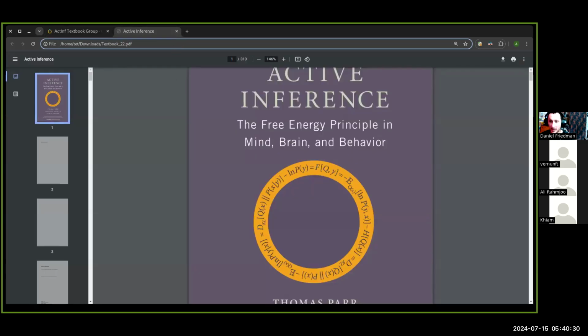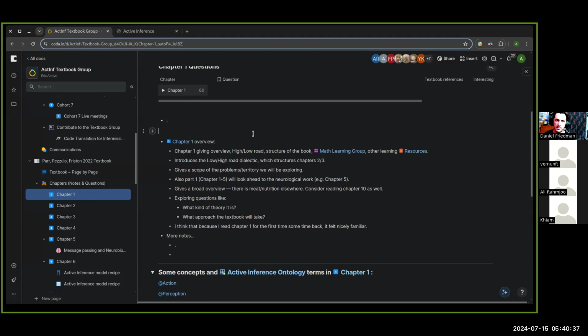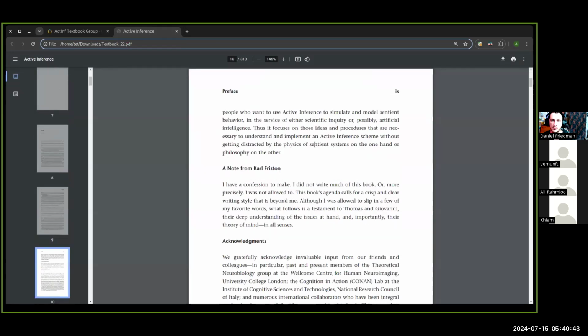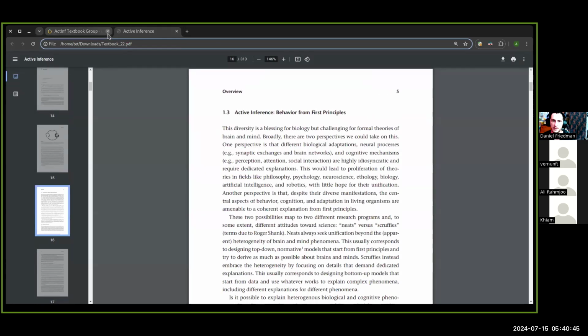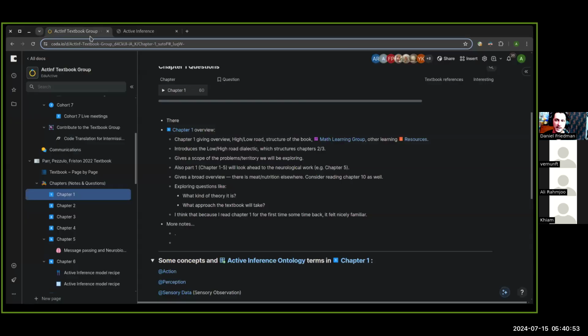Yes, please. There's a statement on page 5 saying that active inference is a normative approach to understand brain and mind. Can you explain to me what normative approach means? Great question. I was wondering the same thing.